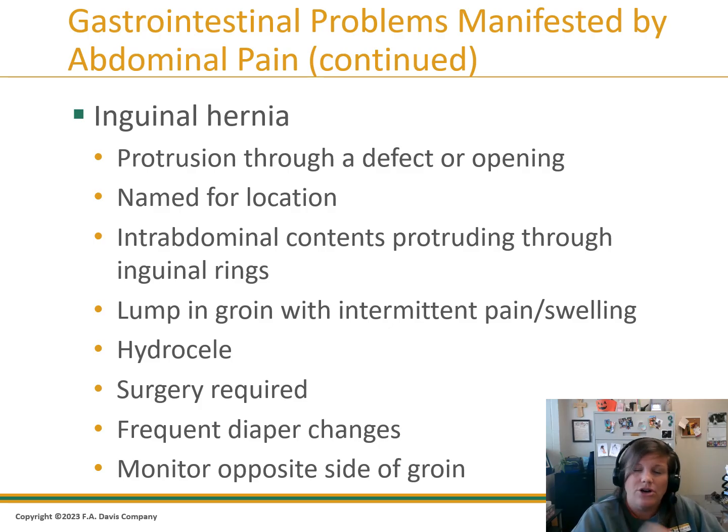These terms, incarceration and strangulation, that's a possibility for any kind of hernia. And in strangulation, that situation is when that mass is actually reducing blood flow to the area, so the patient will experience redness or erythema and edema, swelling, on top of that tender mass that they have.